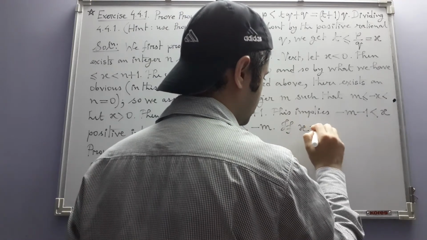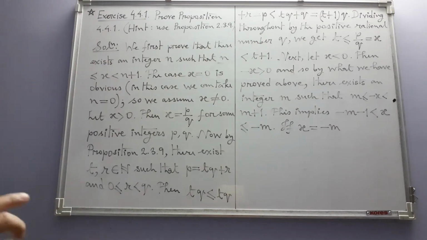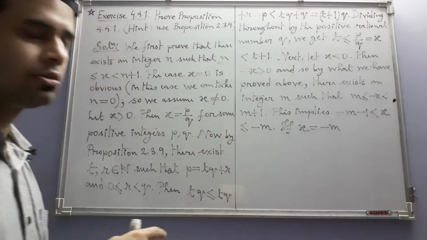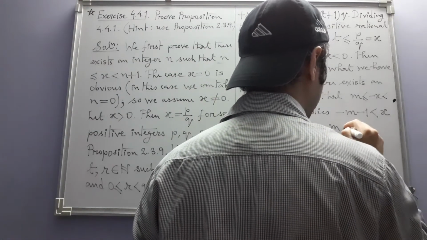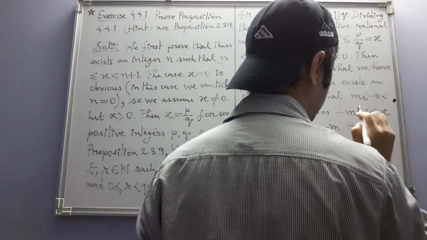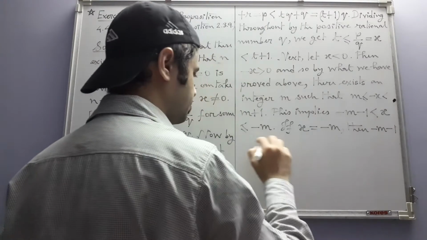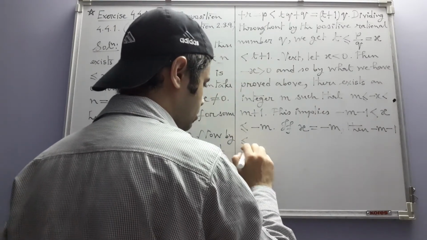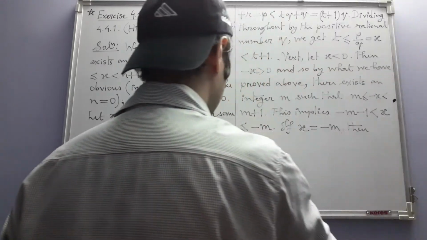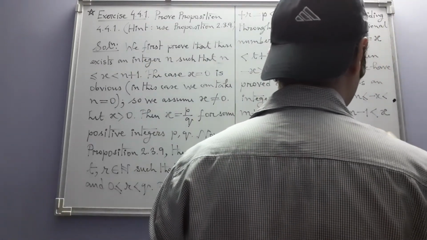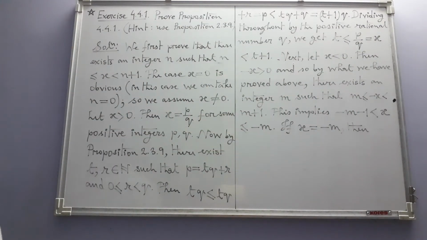Since x is less than or equal to minus m, there are two cases, either x is equal to minus m or x is strictly less than minus m. If x is equal to minus m, then minus m minus 1 is less than or equal, oh no, what I am writing is not correct. Then minus, I think I need some ink.